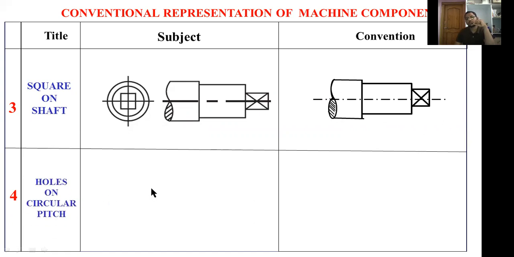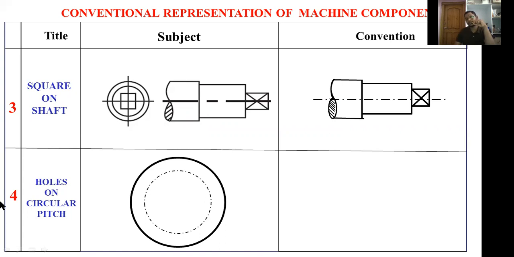Now holes on circular pitch. How to represent holes on circular pitch? This is the plate, circular plate. Now this dotted circle represents circular pitch, the pitch of a circle. Now I am dividing this circle into 12 parts. Now I am drawing circles at the intersecting points.